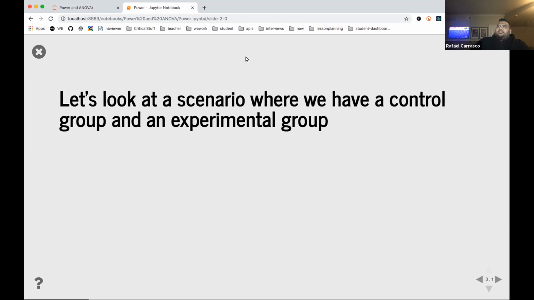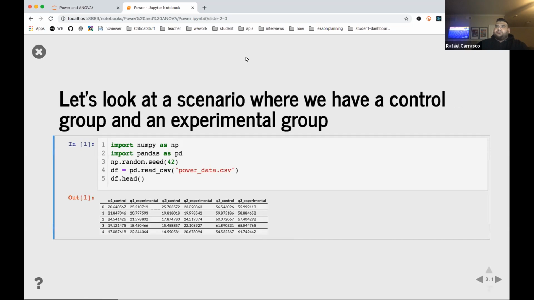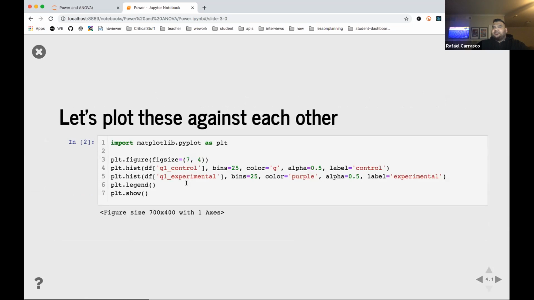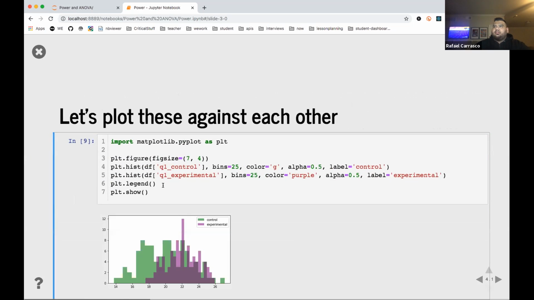Okay, so let's look at a scenario where we have a control group and an experimental group. For this one, we're going to use Q1 control and Q1 experimental. And let's plot these two groups against each other. We're going to look at their histograms. And here we go. So based on this, does it look like there's a difference between the means of these two groups?